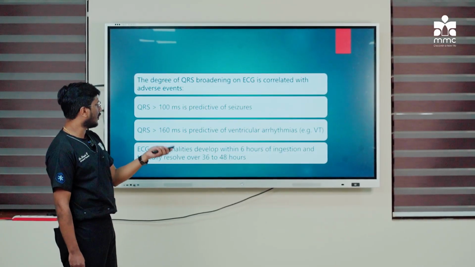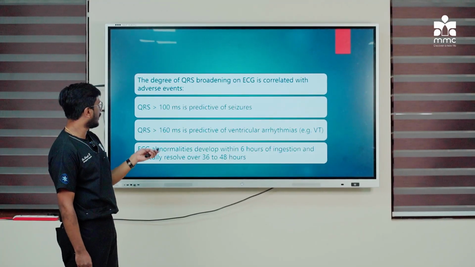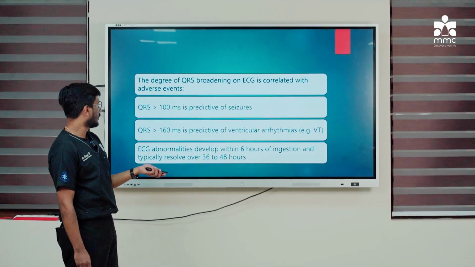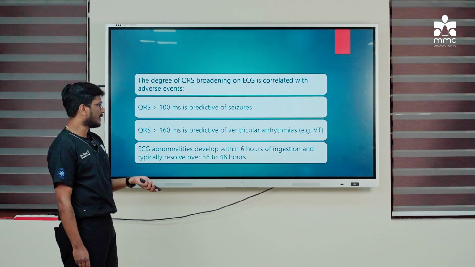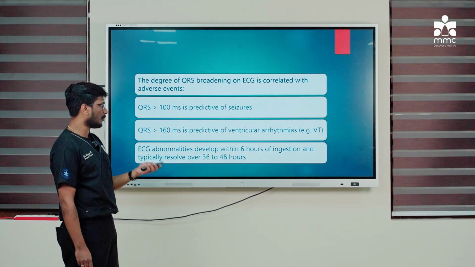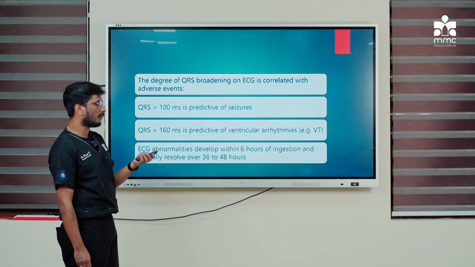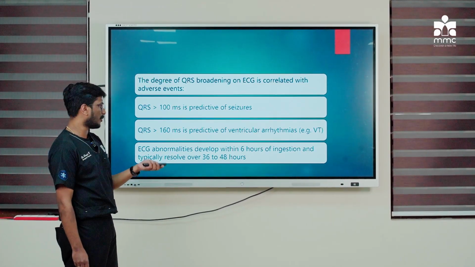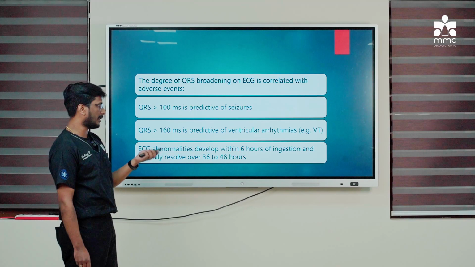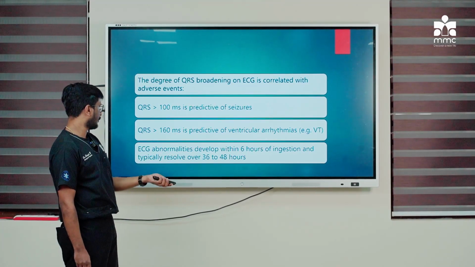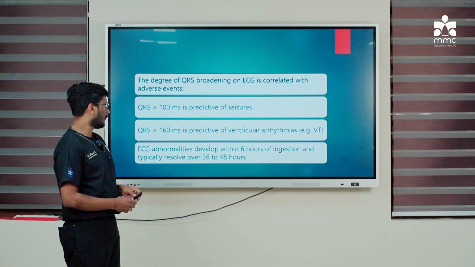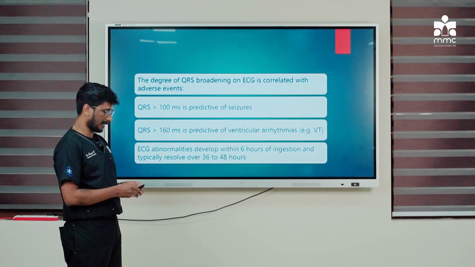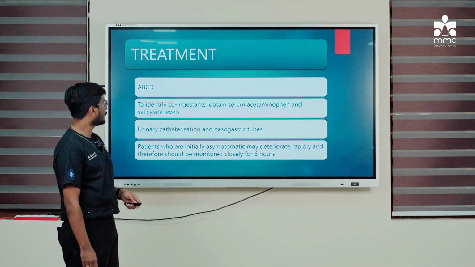The degree of QRS broadening on ECG is correlated with adverse events. If the QRS duration is more than 100 milliseconds, it is a predictor of seizure. If the QRS duration is more than 160 milliseconds, it is predictive of ventricular dysrhythmia. That is, the patient can go into VT in the coming period. ECG abnormalities develop within 6 hours of ingestion and typically resolve over 36 to 48 hours.